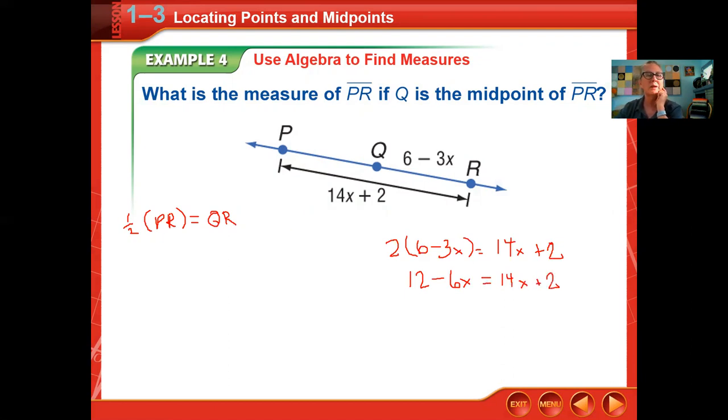If I do it this way, what's half of PR? PR is the whole thing, and that is 7x plus 1. Since they're even numbers, I could do it this way, and the numbers are smaller. So half of this is 7x plus 1, and that's going to equal the length of this, because QR is half of PR.